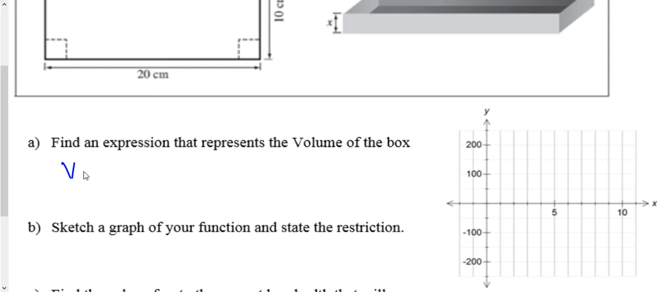So our volume is going to be length times width times height. So volume is going to be 20 minus 2 x's that you cut off there, so 20, and this would be x here and x here that you just cut off.